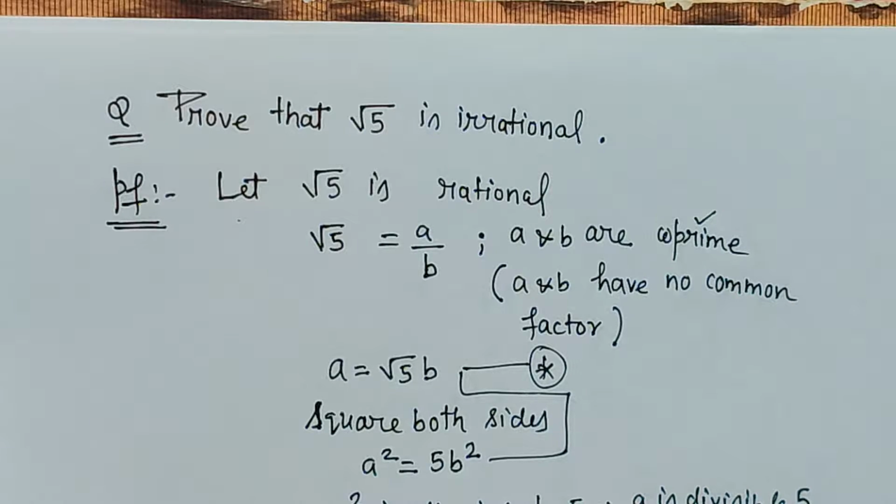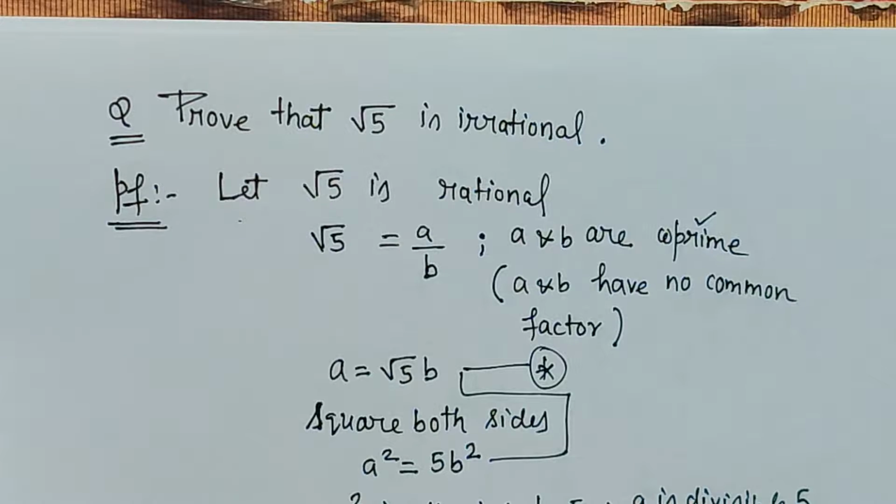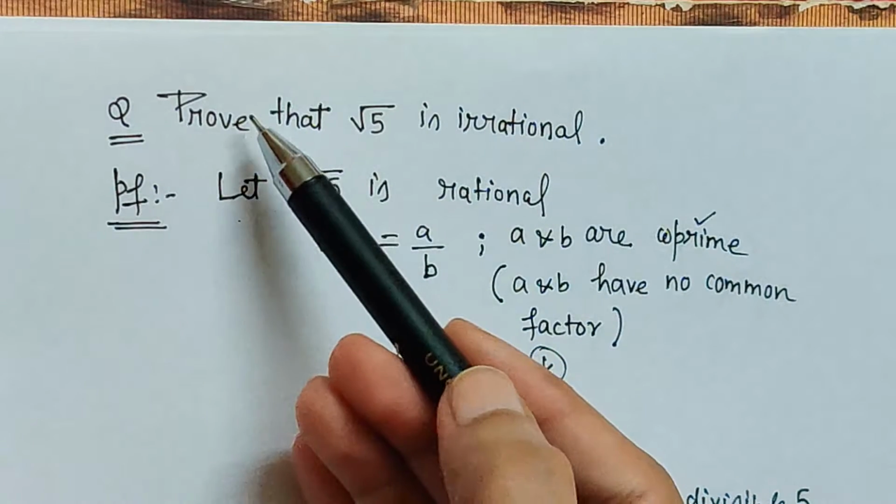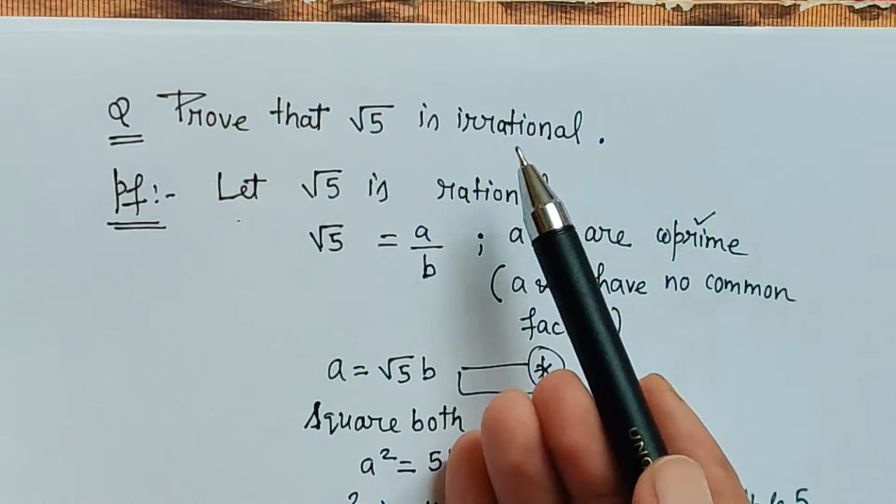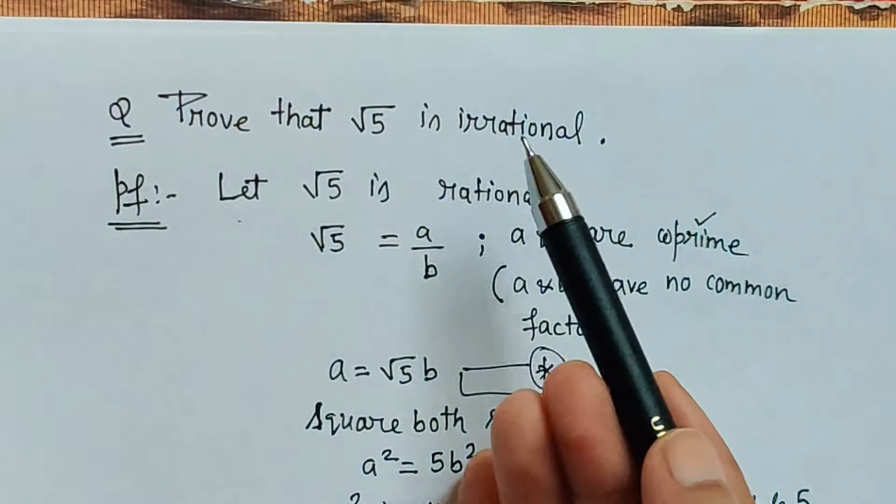Friends, in this video I'm going to explain how to prove root 5 is irrational. Generally students find this proof very difficult. In fact, whatever explanation they come across, they find it hard to go through the step-by-step process. So here I will explain it so that they understand it very nicely. The question states: prove that root 5 is irrational.